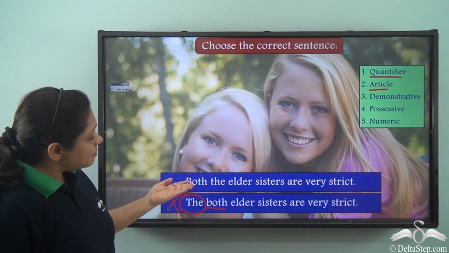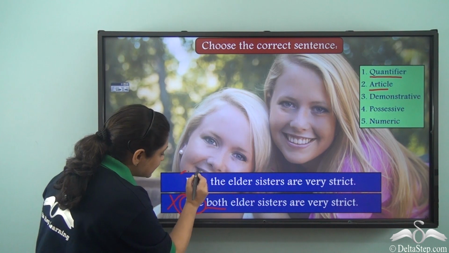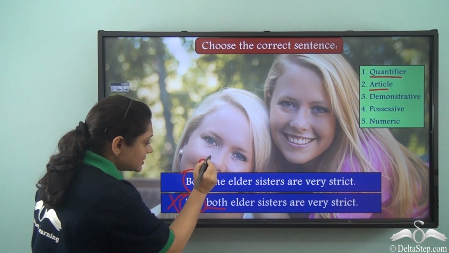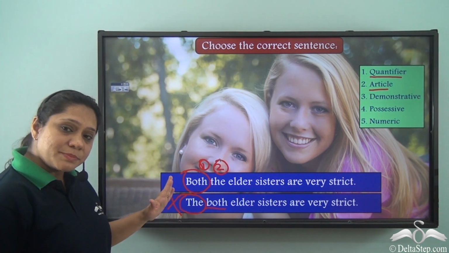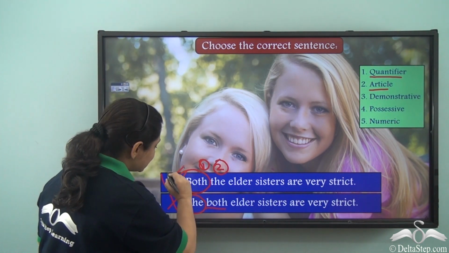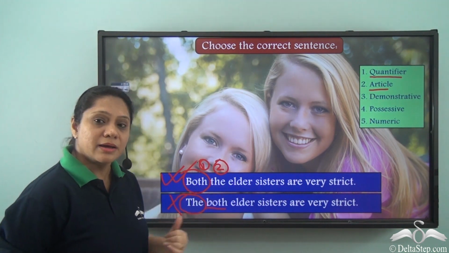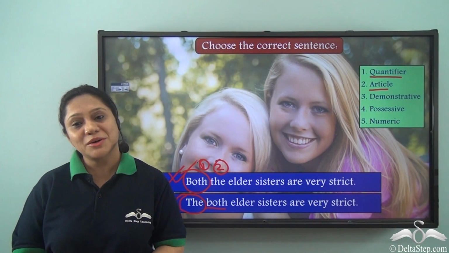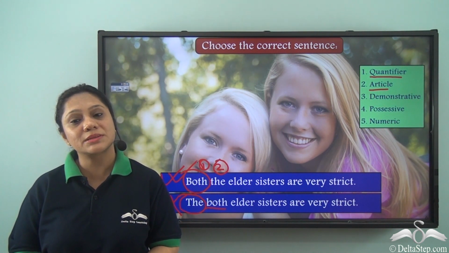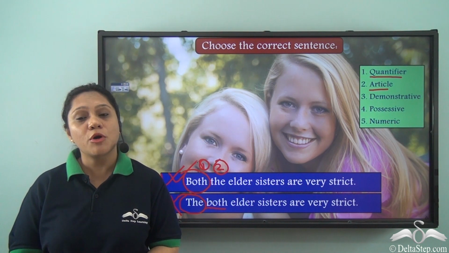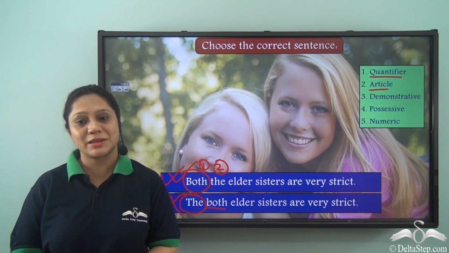But when I say both the elder sisters are very strict, we have placed the quantifier first, followed by the article second. So this placement is correct. So this sentence, both the elder sisters are very strict, is the correct sentence. So what did we learn today? Today we have learned about the placement of determiners in a sentence. I hope that you practice as much as you can and you will soon master them.